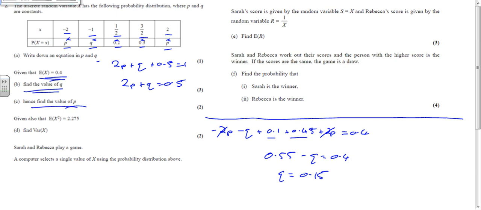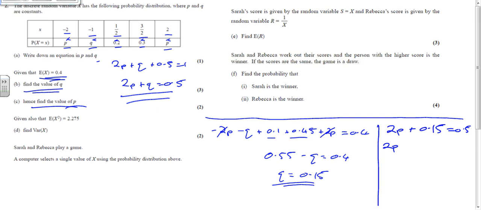Hence find the value of P. So now we know that Q equals 0.15, and we've got this thing here: 2P plus 0.15 instead of Q, and that equals 0.5. So 2P equals 0.35. So P equals 0.175. And there you go.